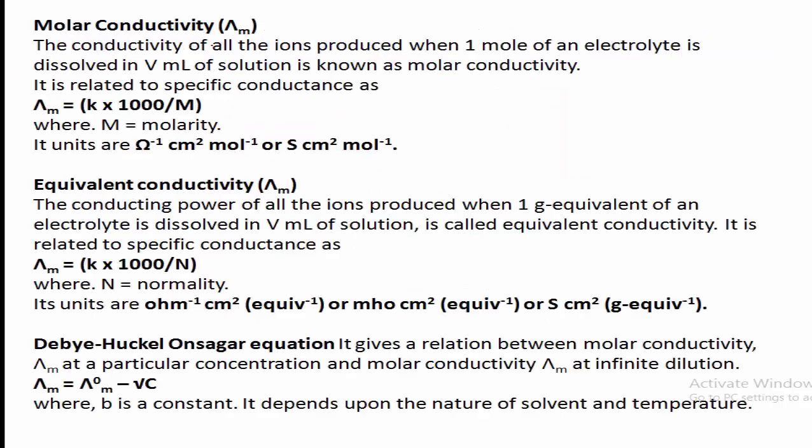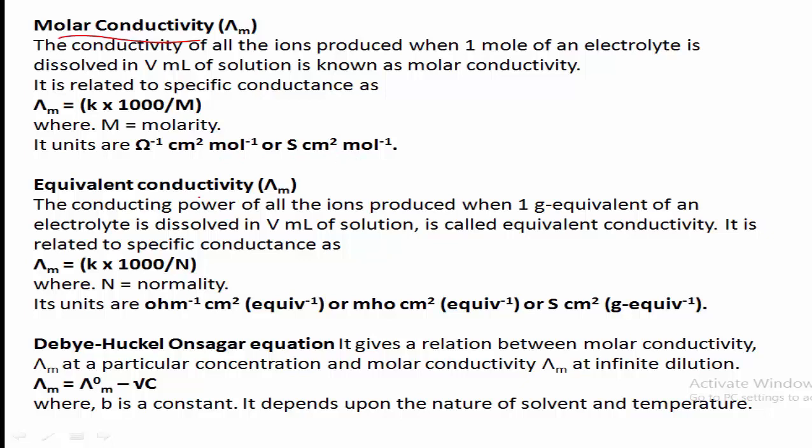Then molar conductivity. Molar conductivity is represented as lambda M. It is the conductivity of all the ions produced when 1 mole of an electrolyte is dissolved in V mL of solution. It is related to specific conductance as lambda M is equal to kappa into 1000 divided by M, where M is molarity, and its units are per ohm square centimeter per mole or Siemens square centimeter per mole.